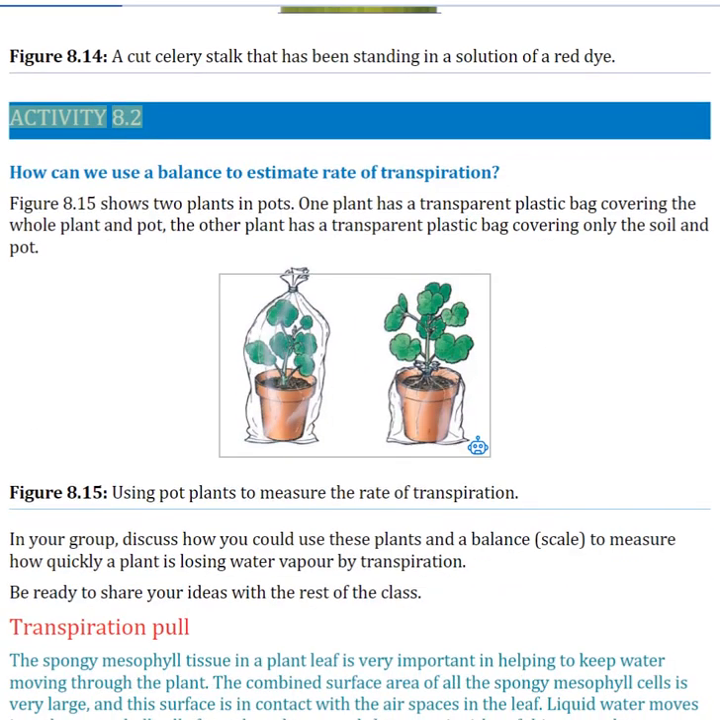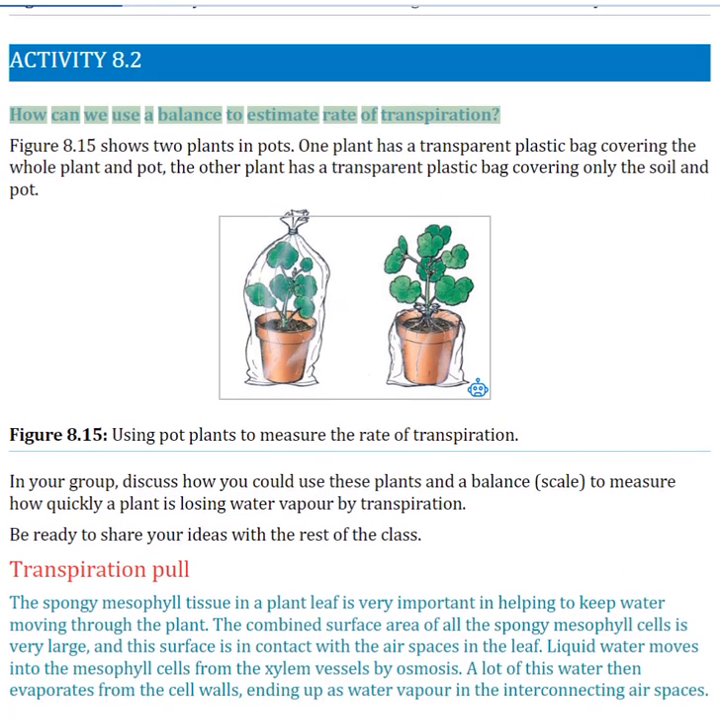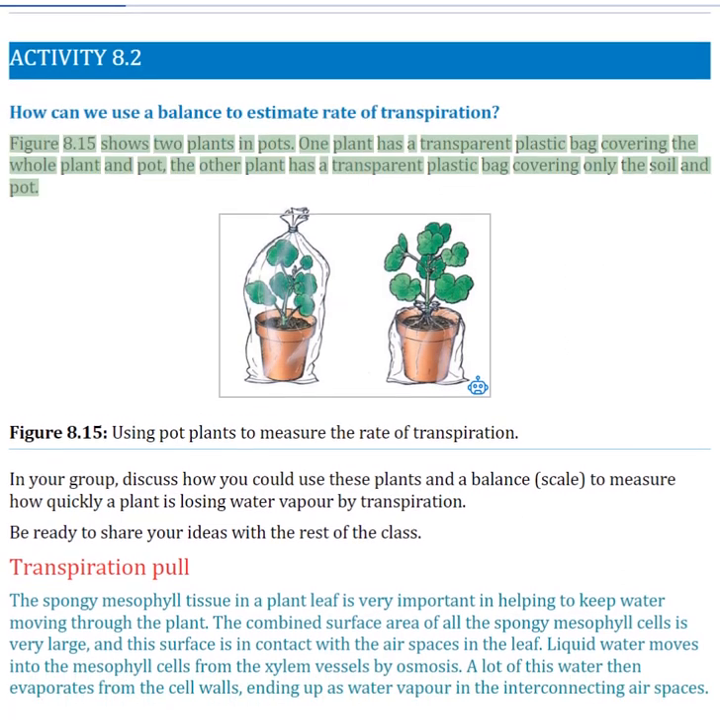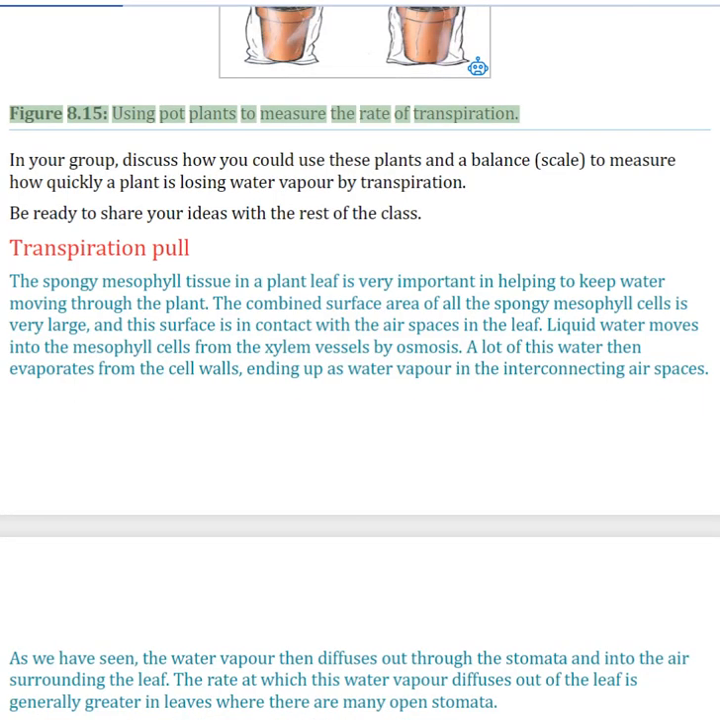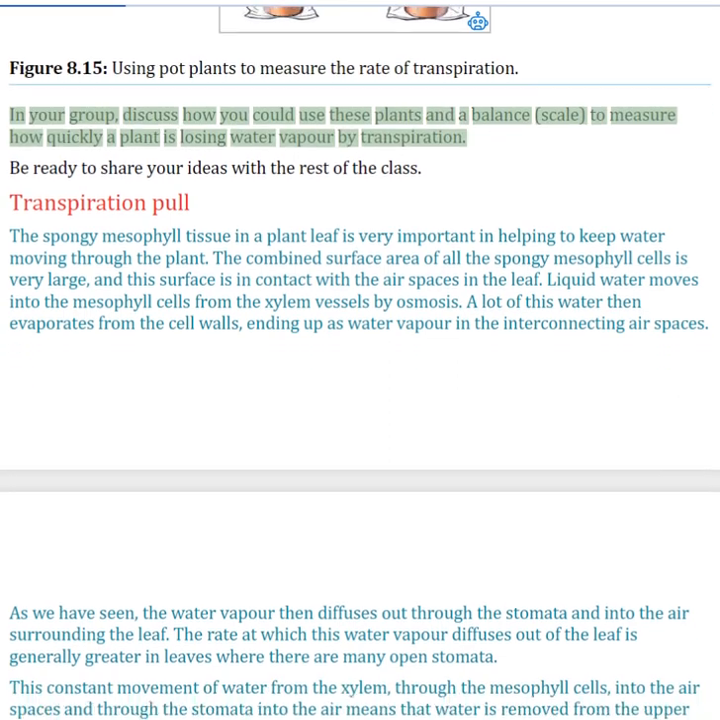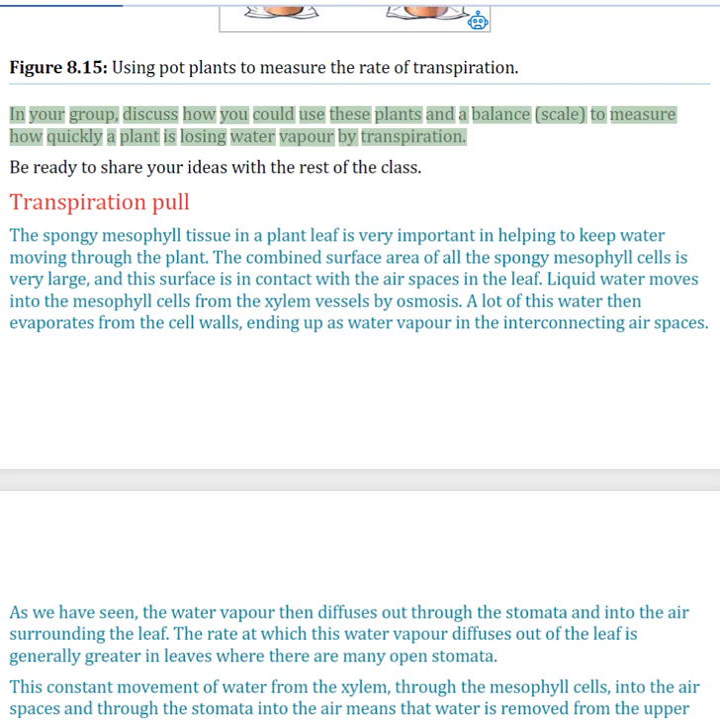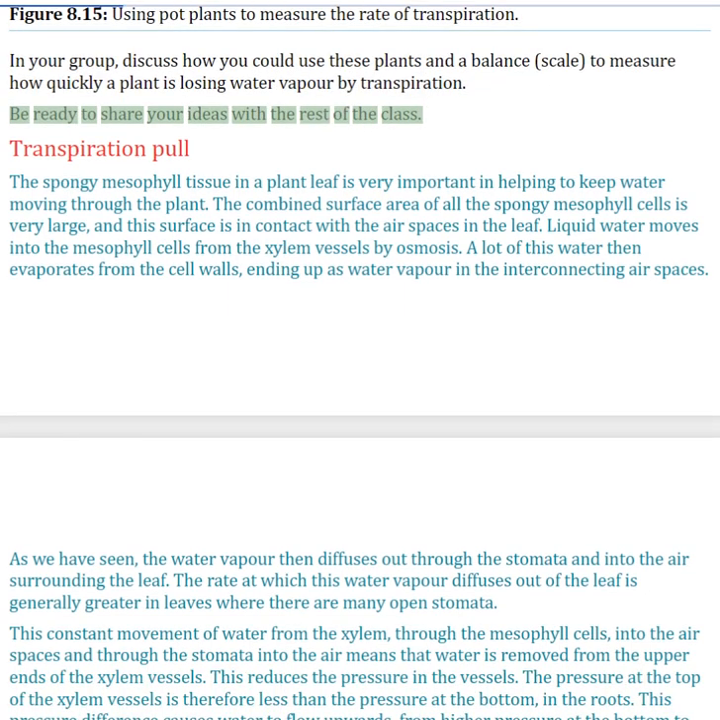Activity 8.2. How can we use a balance to estimate rate of transpiration? Figure 8.15 shows two plants in pots. One plant has a transparent plastic bag covering the whole plant and pot. The other plant has a transparent plastic bag covering only the soil and pot. In your group, discuss how you could use these plants and a balance to measure how quickly a plant is losing water vapor by transpiration. Be ready to share your ideas with the rest of the class.